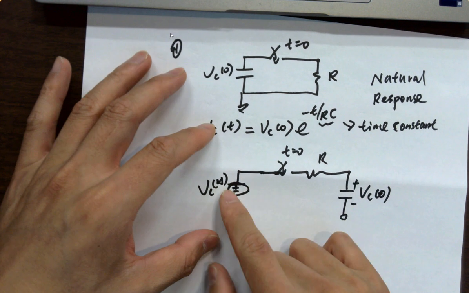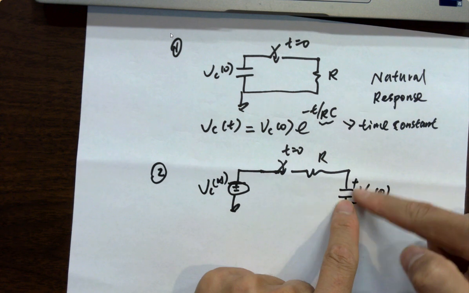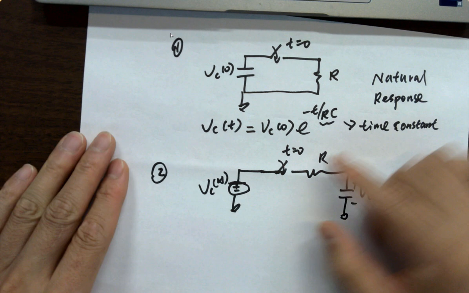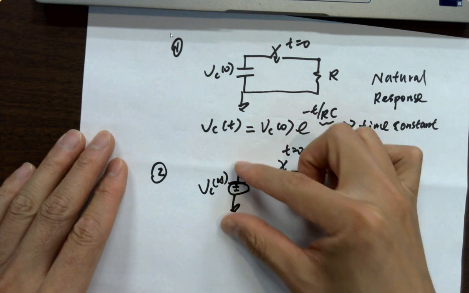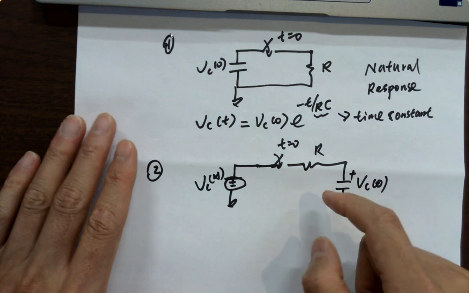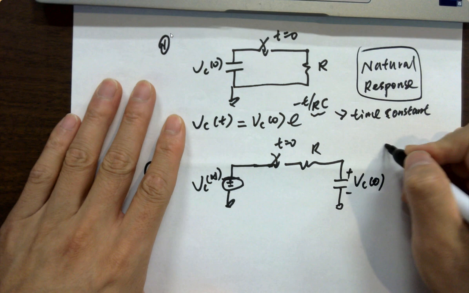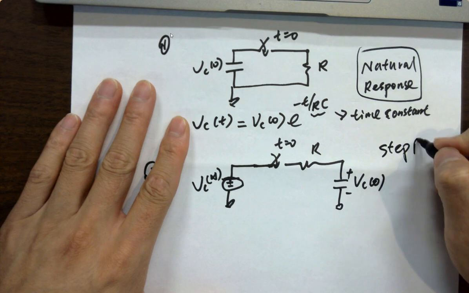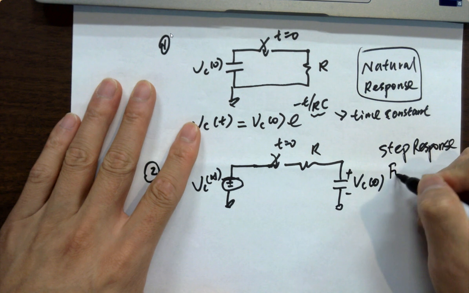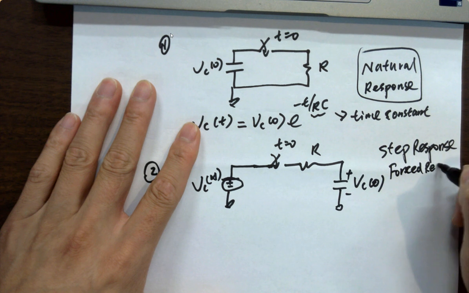It will be exactly this voltage. But you can also imagine that it's just a disconnected circuit. For DC circuits, the capacitor is disconnected. In here, even though we close the switch, it's still a disconnected circuit. No current, no voltage drop. So whatever voltage is here will be the same voltage here. So this is called what? What is the name of this case? Step response. Or what? Forced response.